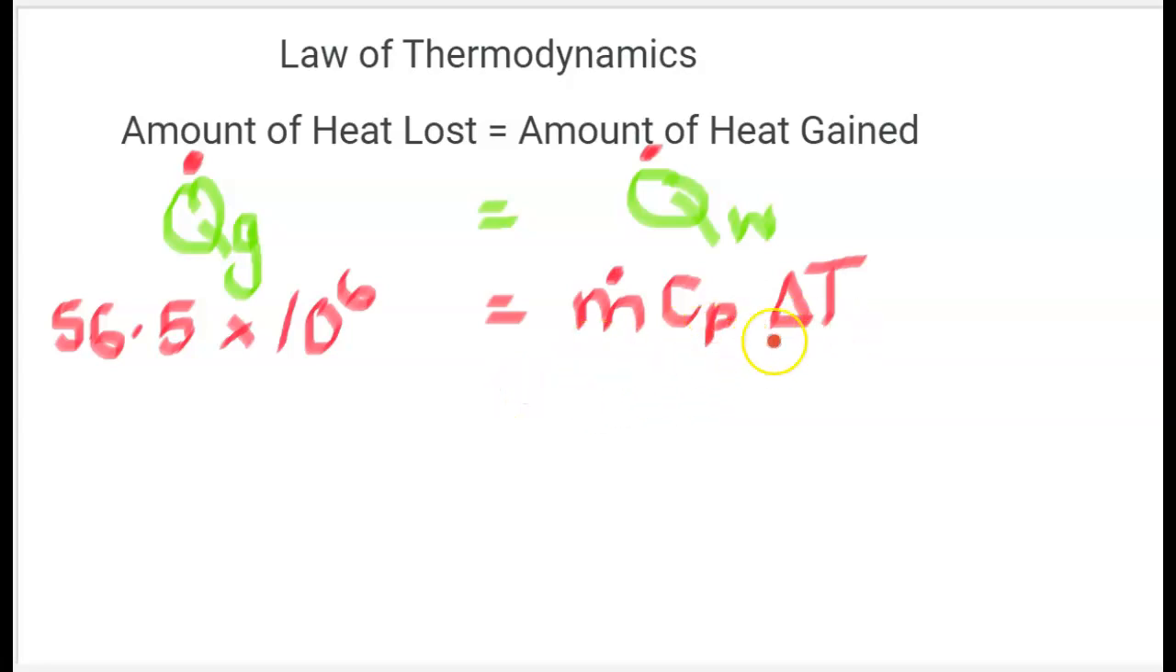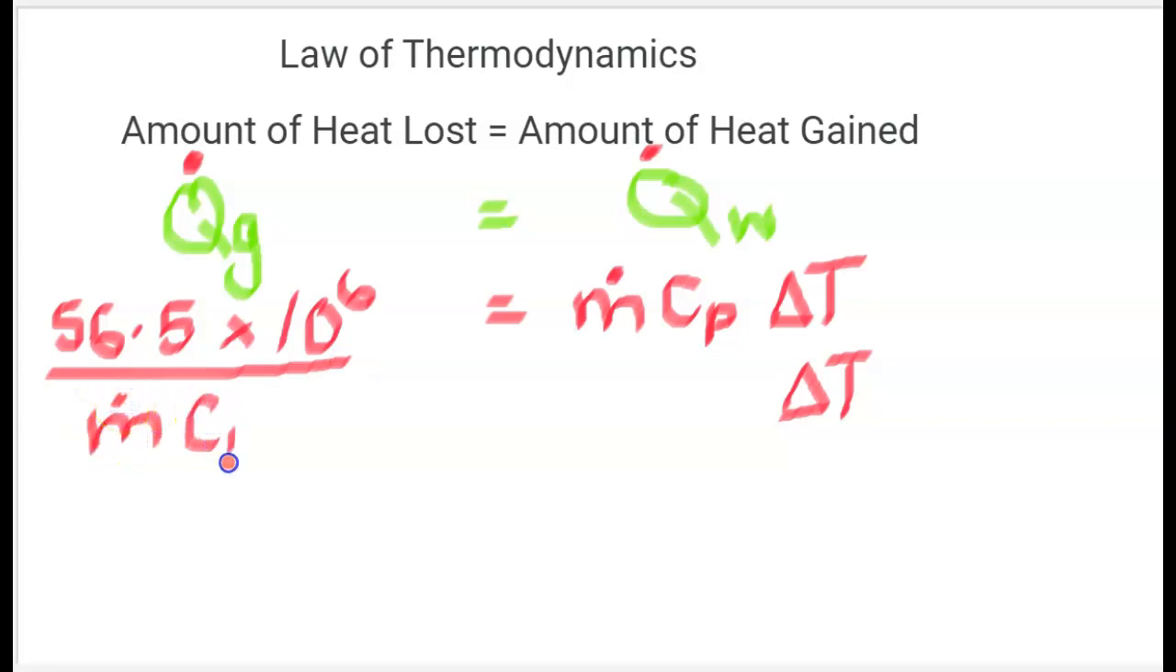Now on this one I need to find the delta T. If I rearrange the formula, this is delta T. These two things are being multiplied, so I can bring them to the other side and divide by them, and that will give me delta T. Let's put the values in.